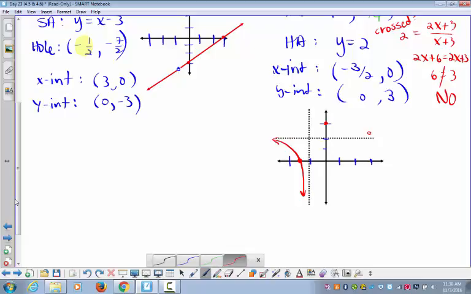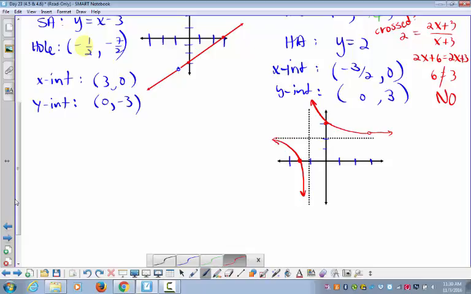Over here, we have two possibilities, an arc down here or an arc up there. It has to be the upper arc because we have the y-intercept and the hole, and there's no points down there. So that's our graph.